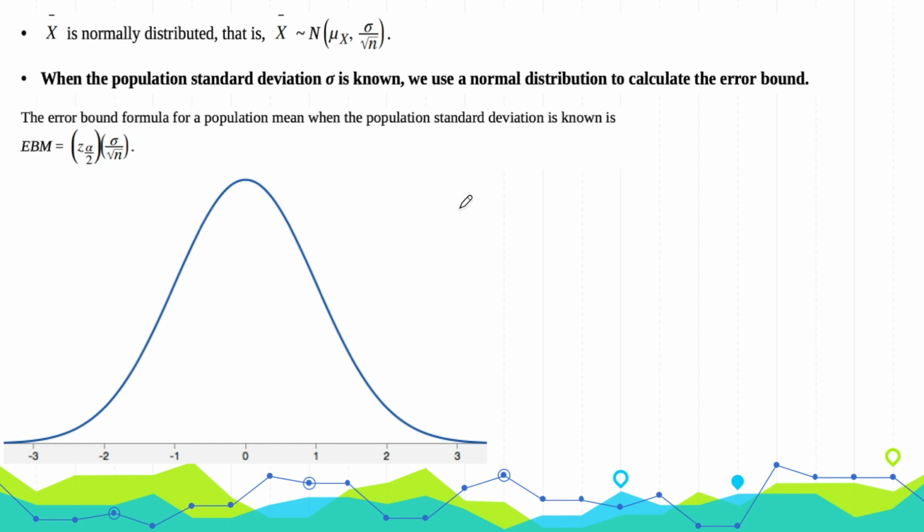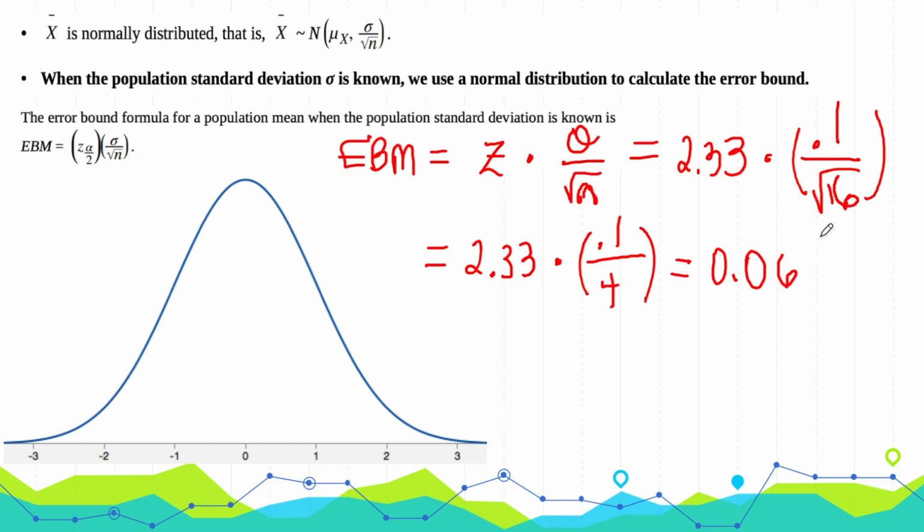Again, we know our population standard deviation, so we're going to use the normal distribution and z-scores to answer this problem. Again, we have the same error bound formula as before. We're going to take our z-score and multiply it by the standard error of the mean. So let's set up our calculation. All right, now that we've calculated our error bound, we can sketch the graph and calculate our confidence interval.